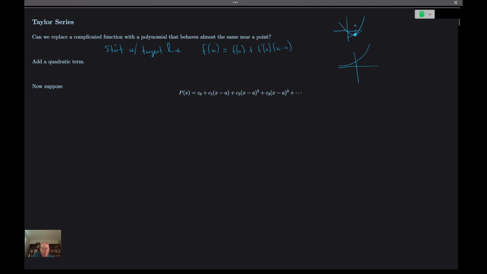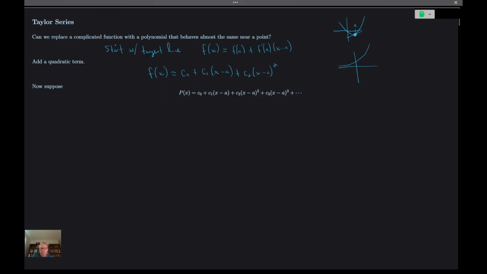Now, we could also add a quadratic term. So if we wanted to, instead of making it linear, we can make it quadratic. And so this would look more like f of x is approximately equal to, now we're going to call this c sub 0, and then we're going to add c sub 1 times x minus a, and then we're going to add c sub 2 times x minus a squared. Now, we'll figure out what the c coefficients are.